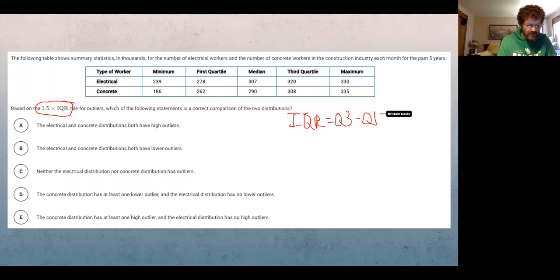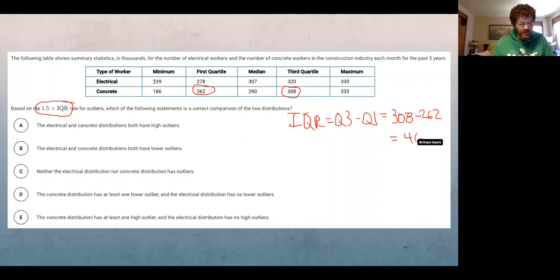And so in this case, I'm only going to do concrete workers. I'm not going through the entire problem here. So your third quartile is 308, your first is 262. And when you subtract, you're going to get 46. All right, so now 1.5 times the IQR is going to be 1.5 times 46, which, if you do that math, should be 69. So now what we're going to do is we want to figure out if we have upper, lower, or no outliers.